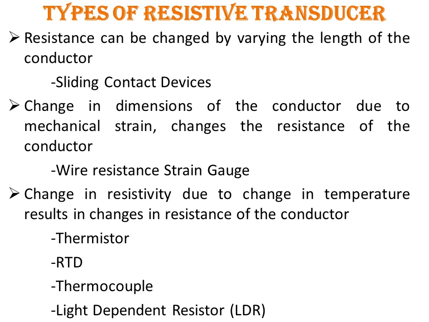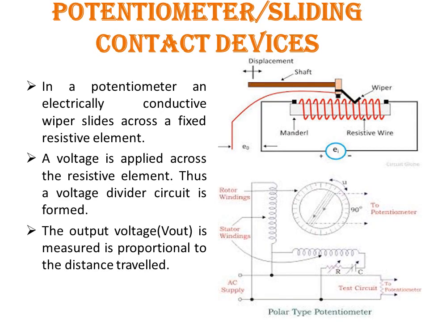The change in resistivity due to the change in the temperature results in changes in the resistance of the conductor. The transducers based on this principle are thermistor, RTD, thermocouple, light dependent resistor LDR. Now let us see one by one in detail.